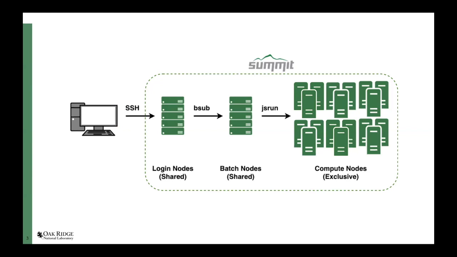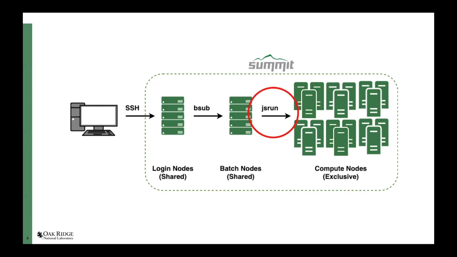From those login nodes, you will use the batch scheduler, which we use LSF, and the command that LSF uses to submit batch jobs is bsub. Bsub will allocate your resources, the compute resources, and once allocated and you make it through the queue system, it will place you on a batch node. From the batch node, you can use the job launcher. On Summit, we use JS_run, and that is how you will get from the batch node to your allocated compute resources.